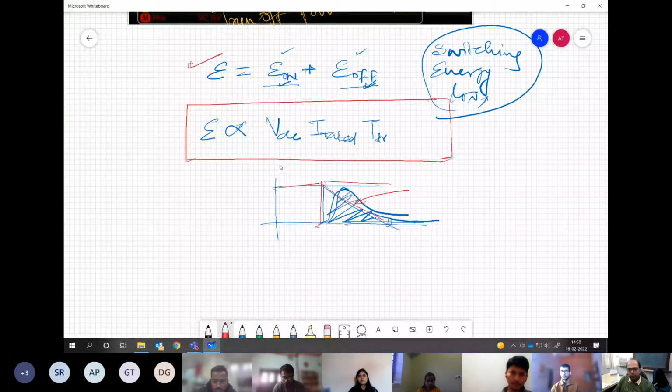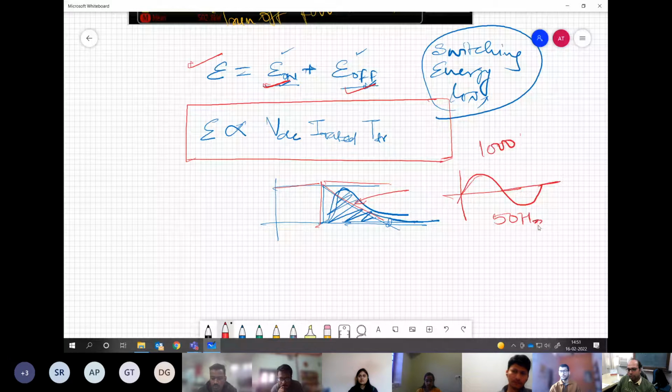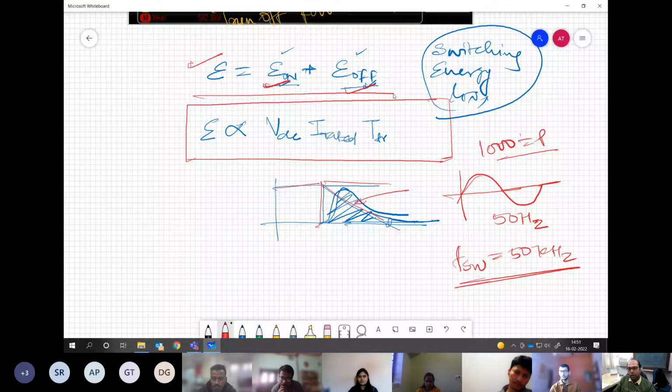Now, you have to repeat the turn on and turn off a number of times, let us say hundreds of times. So what will happen? You will have more loss during the fundamental cycle. Let's say this is the fundamental cycle and you are switching at least 1000 times in one cycle. If your fundamental frequency is 50 Hertz and your pulse number is roughly 1000, then your switching frequency is something like 50 kilohertz. So you can imagine how much loss you are going to have in the device during switching.